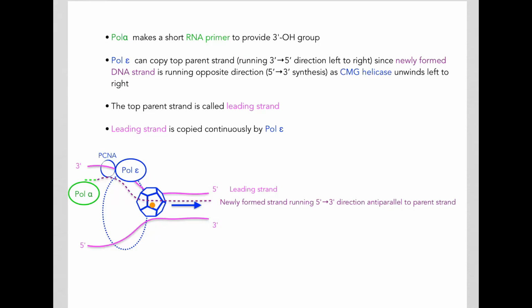Once Pol epsilon is attached to the leading strand, Pol alpha will come in and make a short RNA primer. Then Pol epsilon will use the leading strand as template, and it will copy the leading strand as shown here. Remember, synthesis happens 5' to 3', and this newly formed strand is running anti-parallel to the leading strand, so this leading strand can be copied very easily.